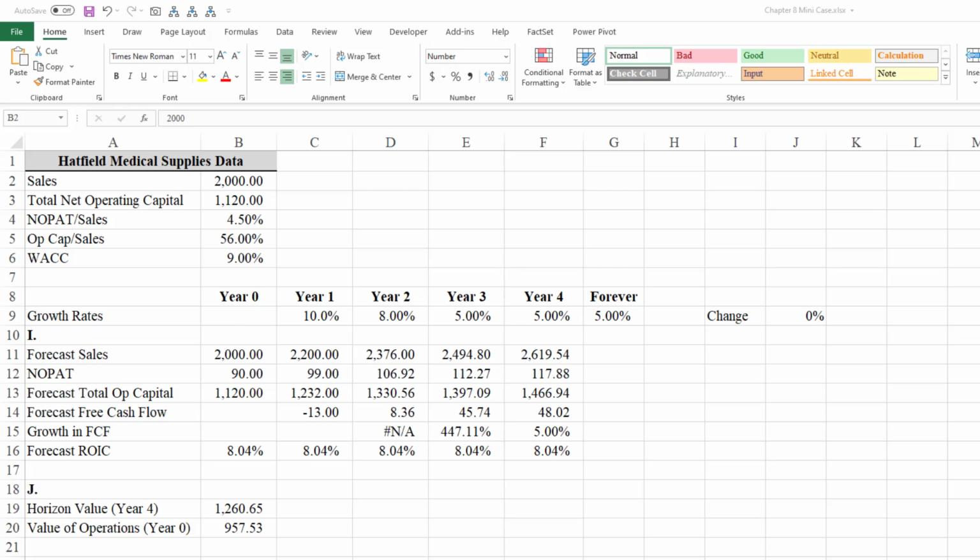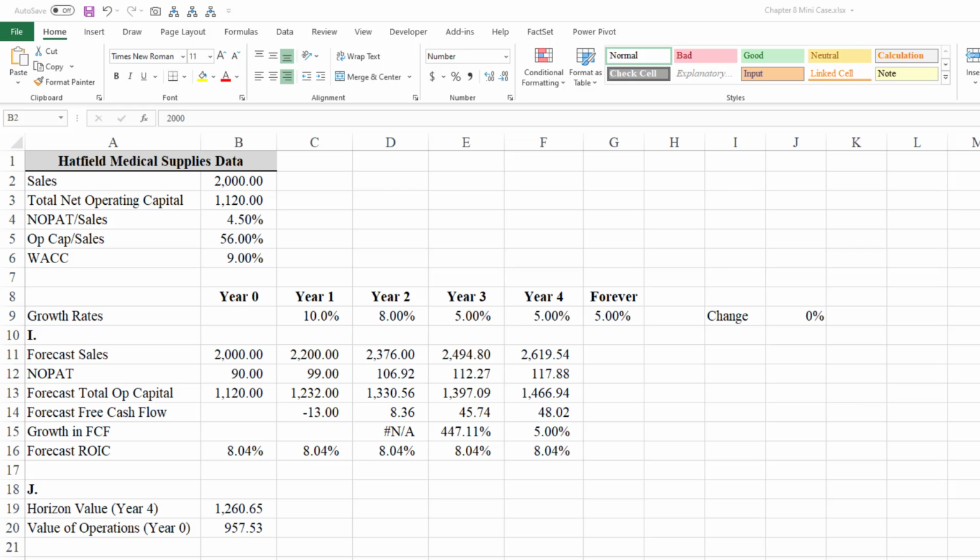Now, the next question is, what is the value of operations at year 0? So again, we've done this previously. What we want is the present value of the free cash flows in year 1 through 4 plus the present value of the horizon value that we just calculated. And so you can see the equation for doing that. And when we calculate that, we get 957.53. Now, one of the questions at the end of part J is, how does this year 0 value of operations compare with the year 0 total net operating capital?